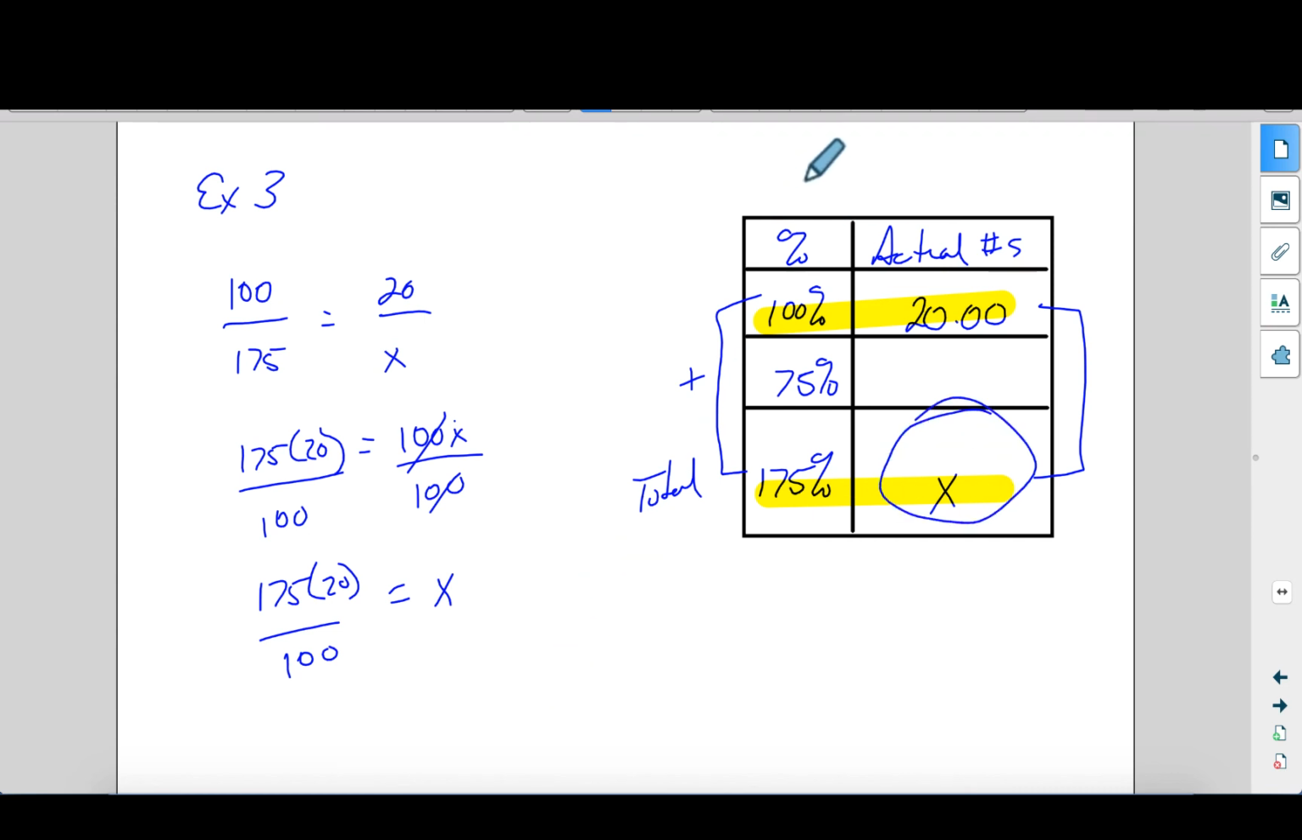So you need to have these grids. You need to have these boxes to help you. You need to tell what's happening. Is it adding a percent or is it subtracting a percent? In this case, we're adding. And then what's our total? Those are important things to put in. And if you do that, you'll be able to solve these problems really easy and really accurately. That's it for today's lesson.